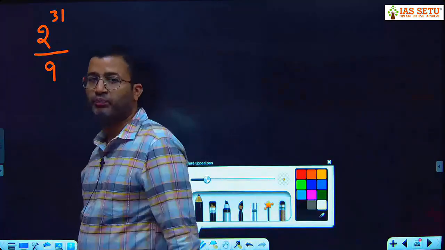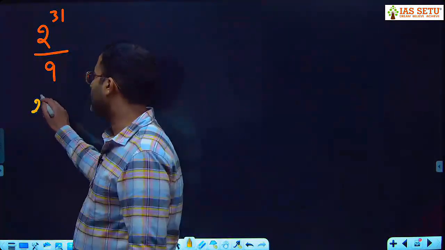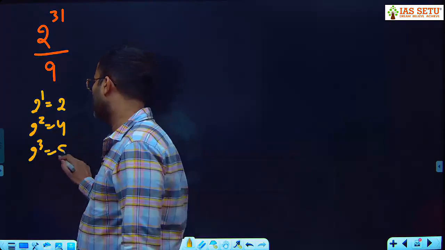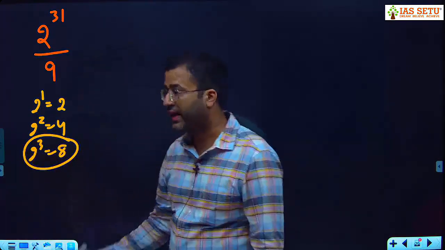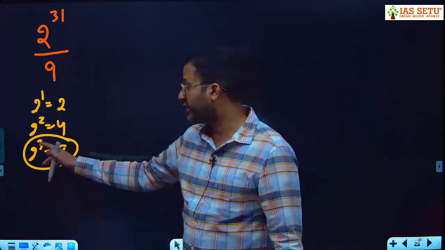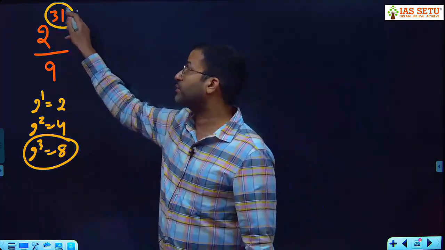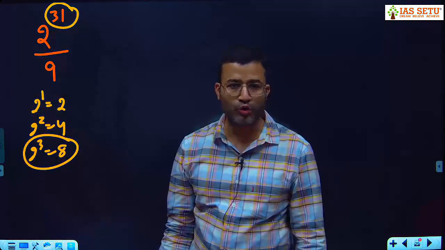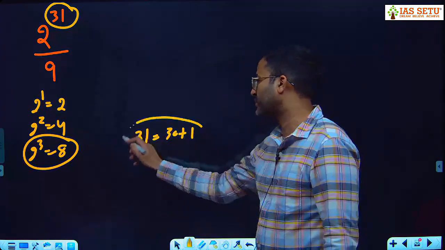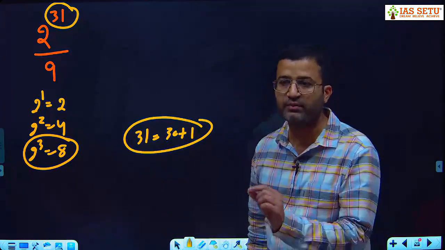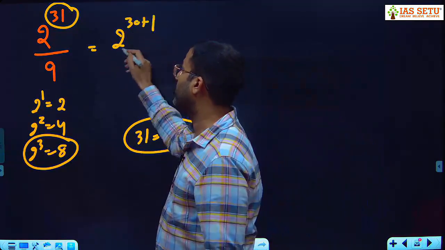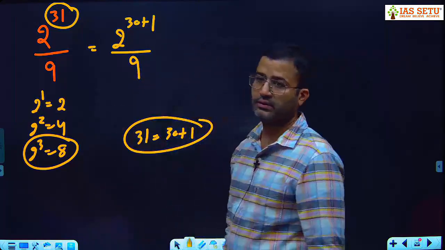Let us see. 2 to the power 1 is 2, 2 square is 4, 2 cube is 8. 10 will not come, 8 is better. 8 will help. What is 8? 2 cube. Can we express it as exact pairing of 2 cube? No. So we have one extra step. 31 is 30 plus 1, because here the power is not an exact multiple of 3. So we write it as 2 to the power 30 plus 1 divided by 9.